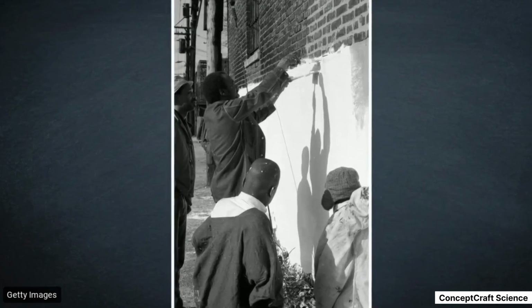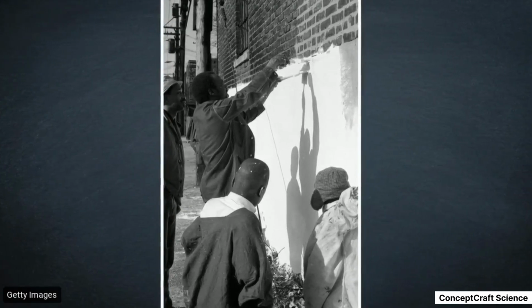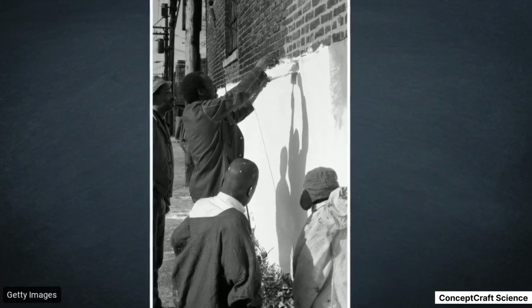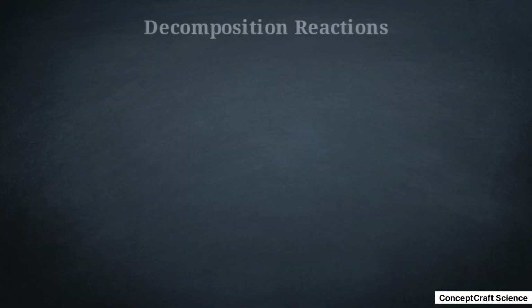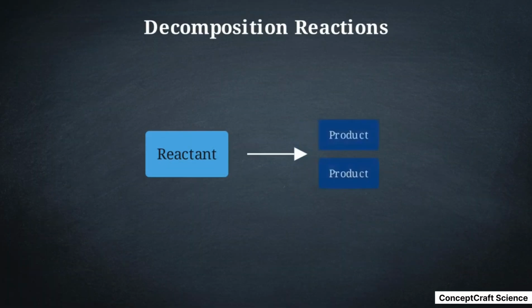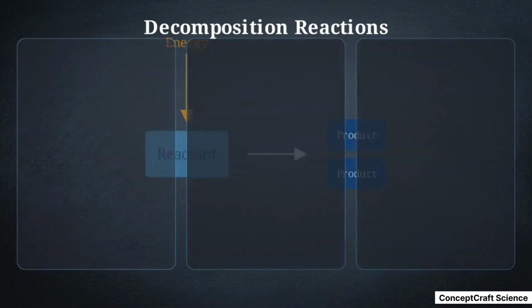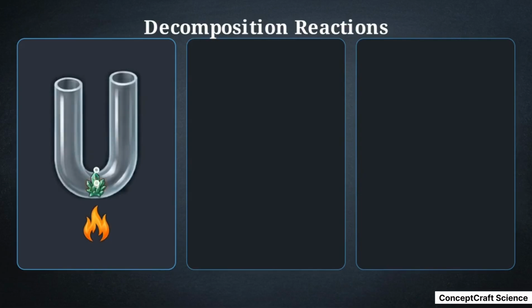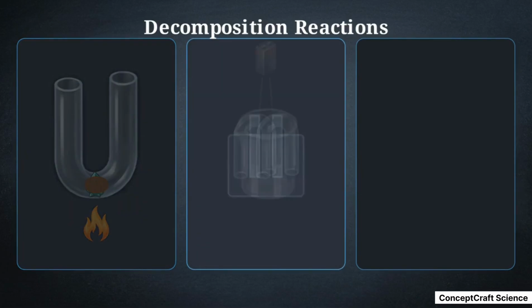The slaked lime solution reacts slowly with carbon dioxide, eventually forming a thin layer of calcium carbonate. Decomposition reactions are the exact opposite. A single reactant fractures into multiple products. This process requires an energy source. In this first panel, thermal energy breaks down green ferrous sulfate crystals into ferric oxide and gas.